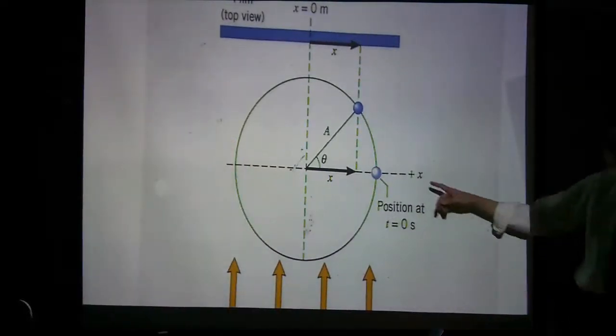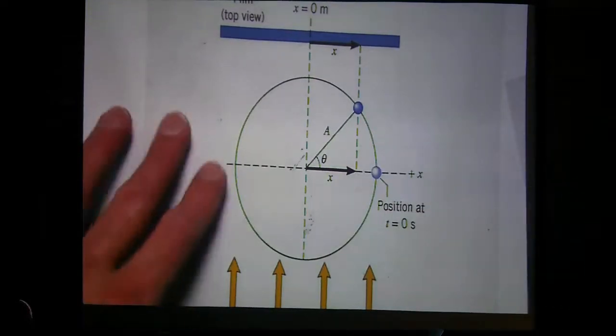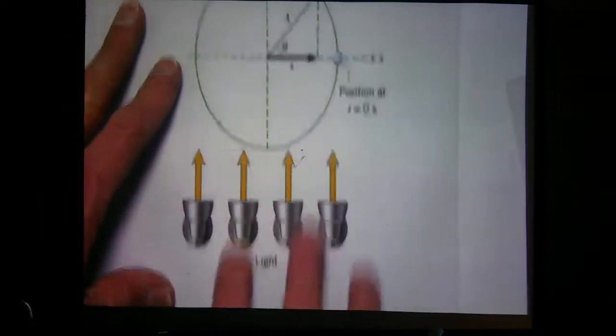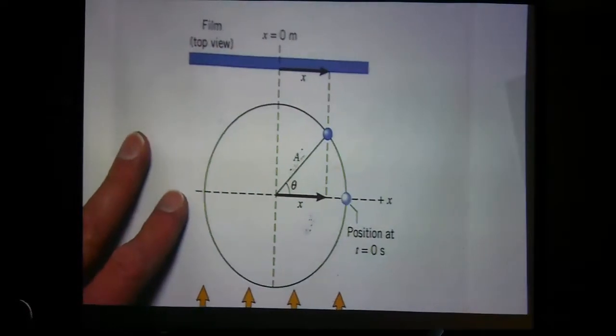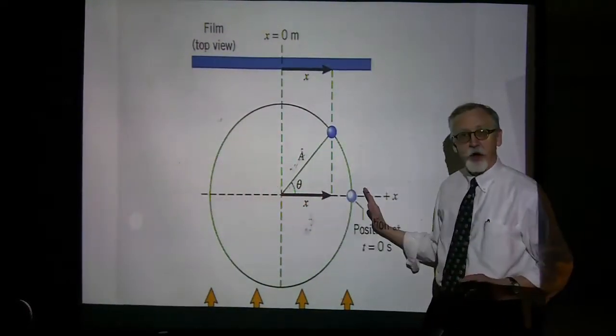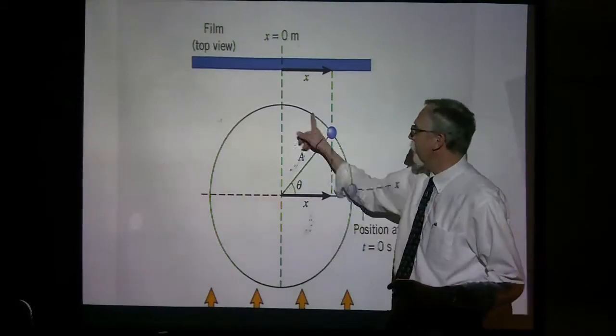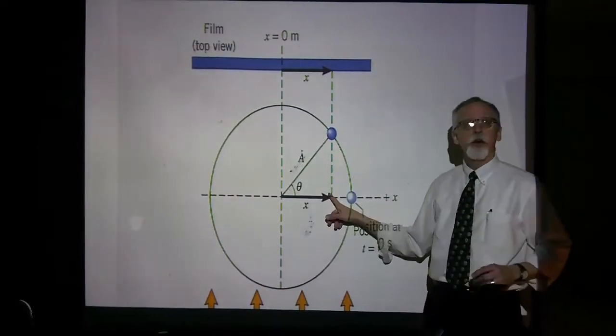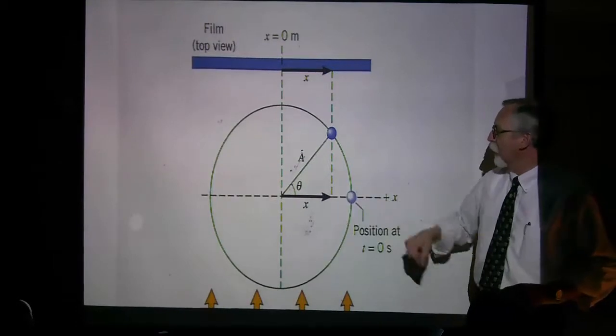Here we go. Here's our object going around in the circle. Here are our lights, shining like this. So basically, we are just looking at the x motion of the object as it goes around in a circle. What is the x coordinate of our object?